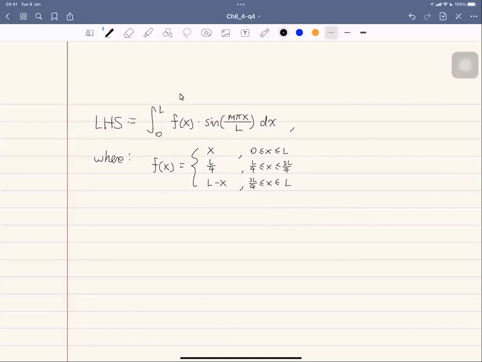Okay, so just to recap, this involves an integral from 0 to L. We've explained why that is the case in the previous lecture videos. And this is integrating through a sine. m is any integer, so it's just going to be constant as far as we're concerned. Pi is clearly a constant, L is a constant. So sine of some constant times x.